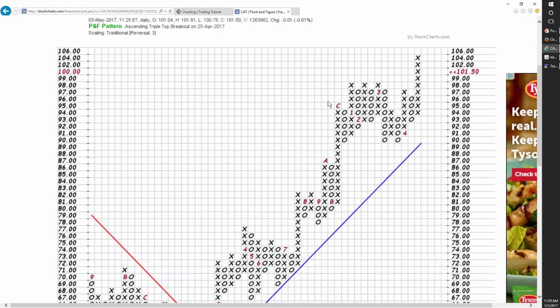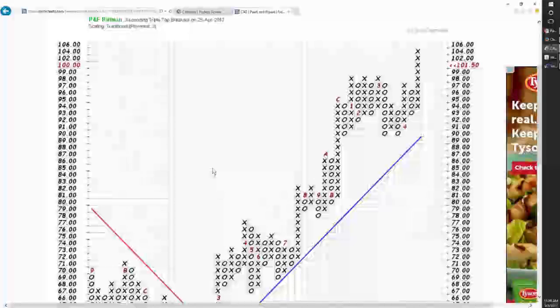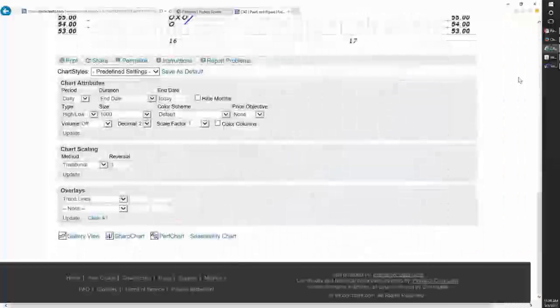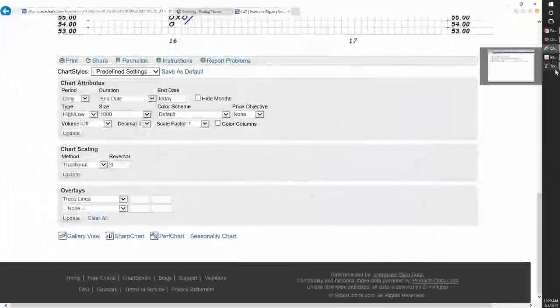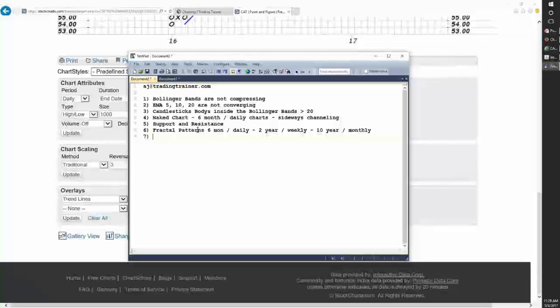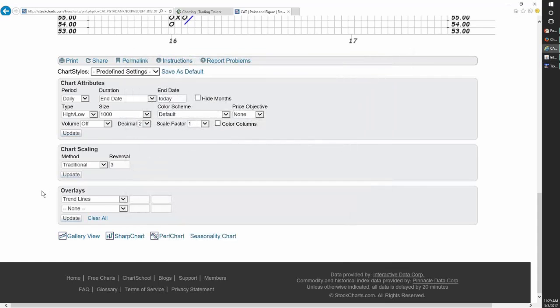So I like using point and figure charts because they can show me even better lines of support and resistance. So let's make sure we're jotting this down: fractal patterns, point and figure charts. Let's look at number 8, another tool I like to use.